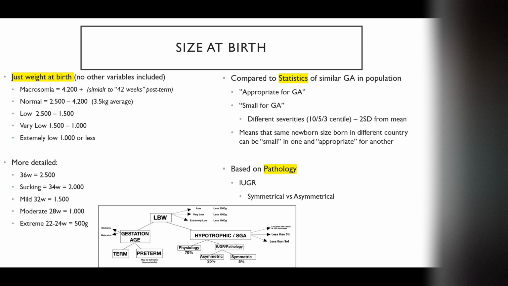Then we said statistics. Statistics involves gestational age in the population. So it can be appropriate for gestational age, small for gestational age, or big. We use centiles, that's our statistics. Our cutoff is 2 standard deviations from the mean. It means that the same newborn size, born in different countries, can be small in one and appropriate for another. So the same weight baby, you put in a different population, he is either big or small. Statistics.